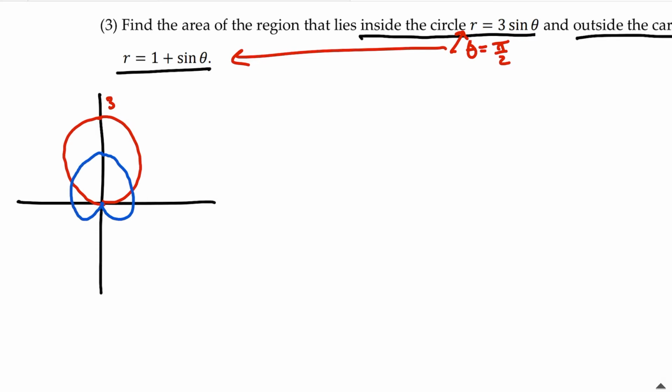All right. So we want to be inside the circle, outside the cardioid. So that means we don't want to be anywhere inside the cardioid, which means we want this area here. Okay. So again, now we're going to have choices, but now we also have to worry a little bit about how we are computing the area.